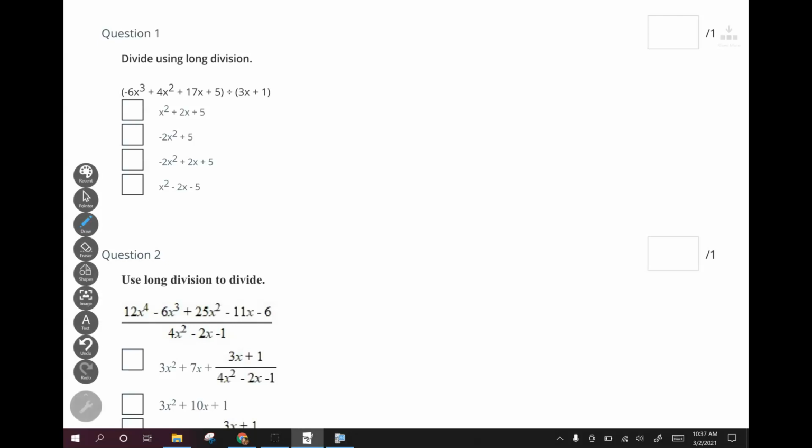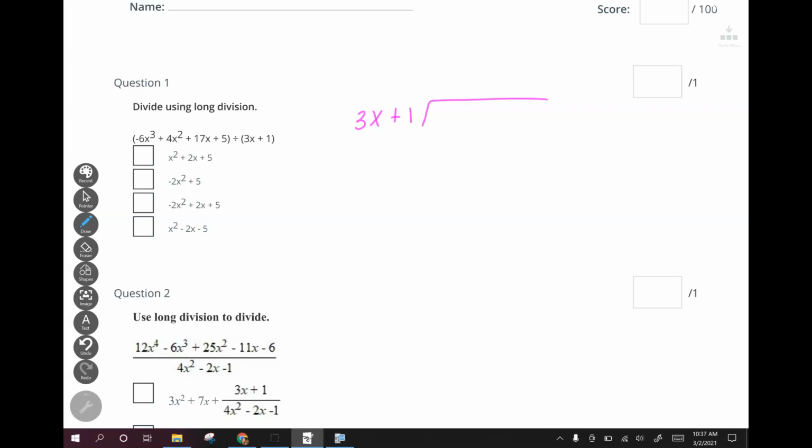Okay, so we'll put our divisor here on the outside, 3x plus 1. On the inside, we're going to put our dividend, that is negative 6x cubed. Make sure no terms are missing. If there is a term that is missing, such as if there were no x squared term, you'd want to insert a 0x squared there. Same thing with the divisor. If there were a term missing there, you would want to insert a 0 for that one as well.